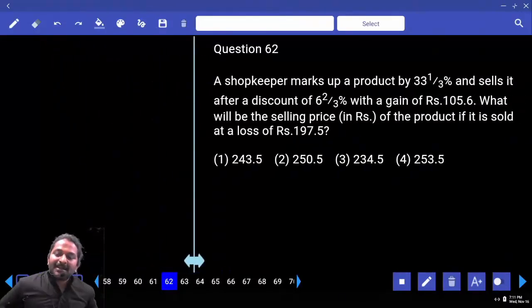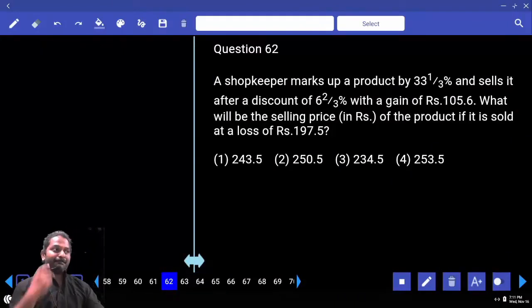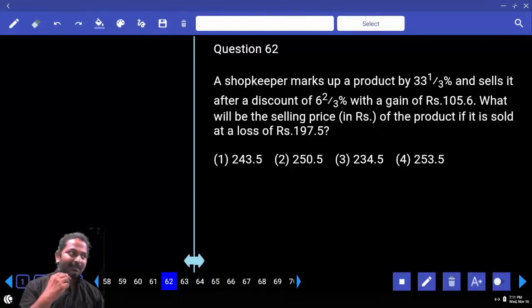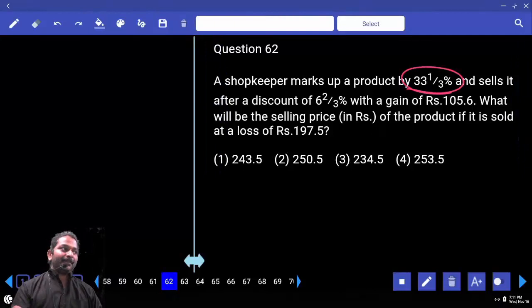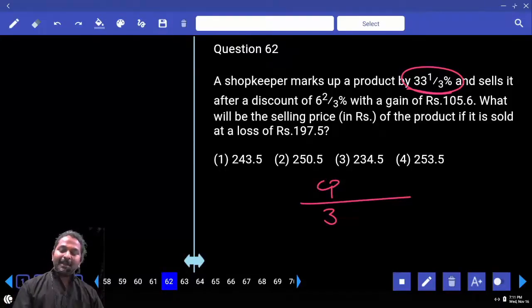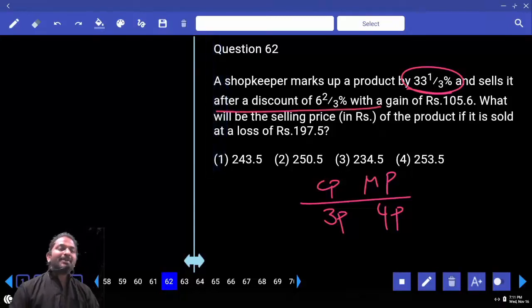A shopkeeper marks up a product by 33 1/3%. That means market price is above the cost price. Am I right? 33 1/3%. That means what fractional part? 1 by? So cost price must be 3 parts, denominator. Market price must be 4 parts. Agreed? Continue. And sells it after a discount of 6 2/3%.